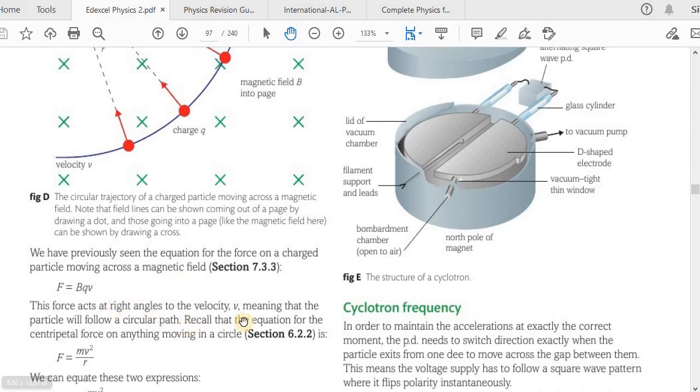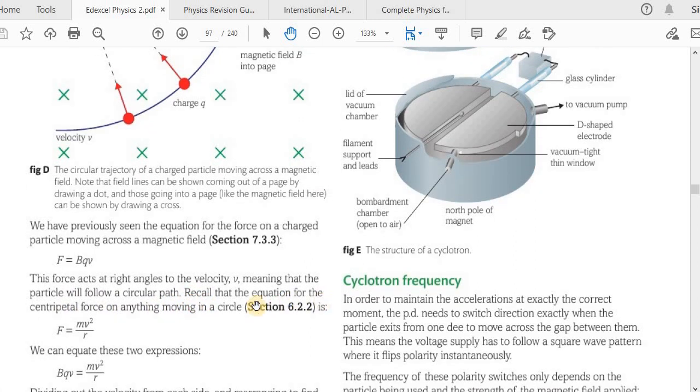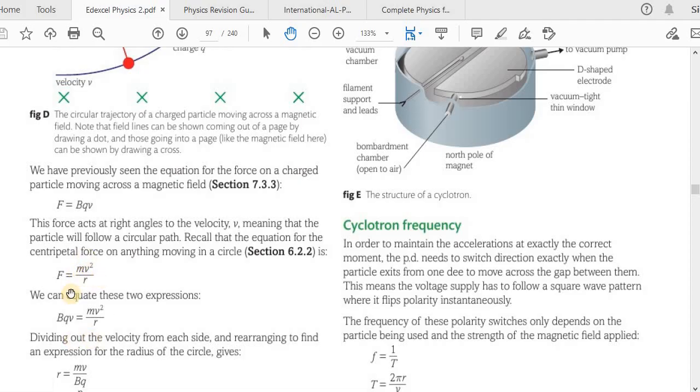This force acts at right angles to the velocity v, meaning that the particle will follow a circular path. Recall that the equation for the centripetal force on anything moving in a circle is F equals mv squared over r. You have learned this equation. This is the equation for the centripetal force.